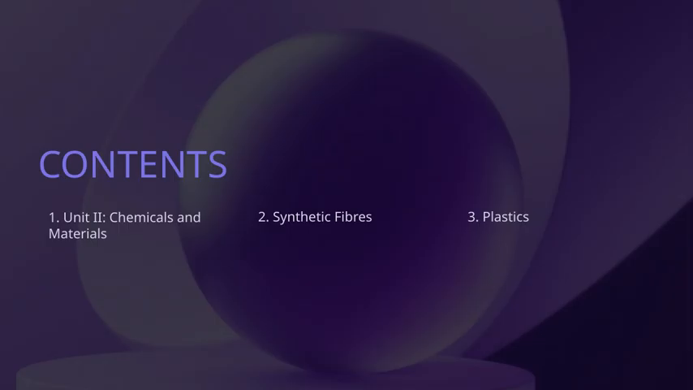Plastics are perhaps the most versatile materials, as they can be molded into countless shapes and forms. They have revolutionized industries and everyday life, but it's also important to consider their environmental impact. Throughout this unit, we'll explore how these materials are produced, their uses, and their significance in modern technology and society. This all ties back to understanding the role of chemicals and materials in shaping our world.